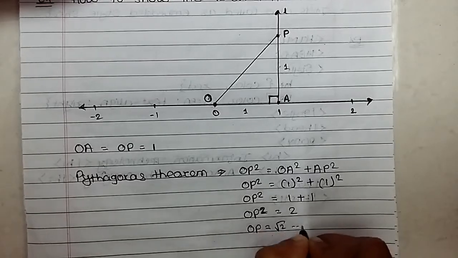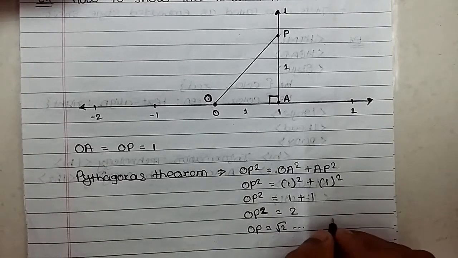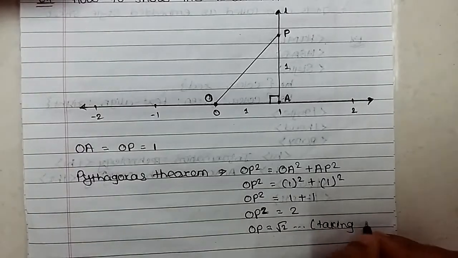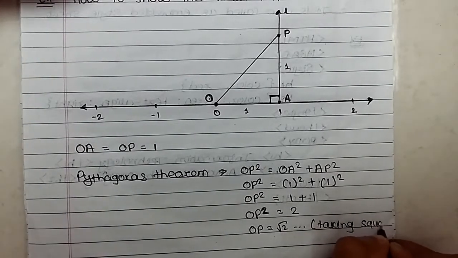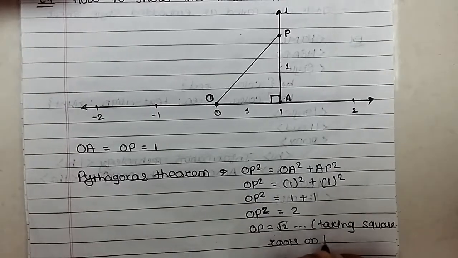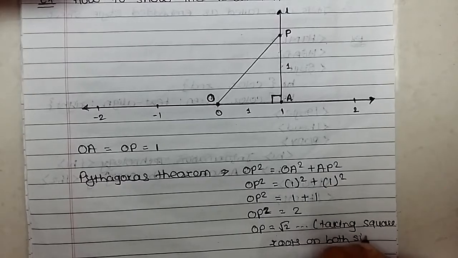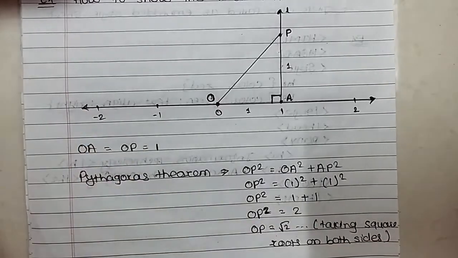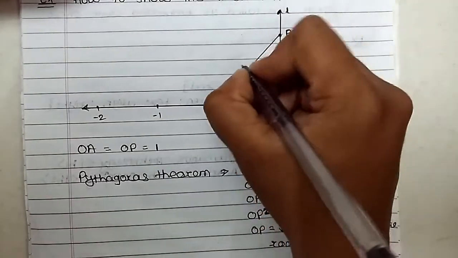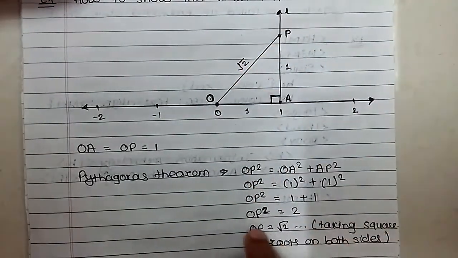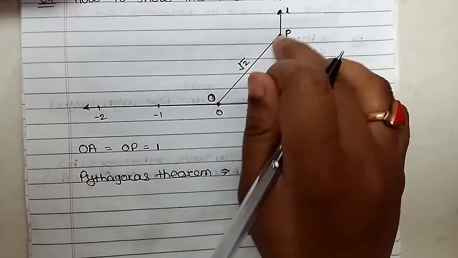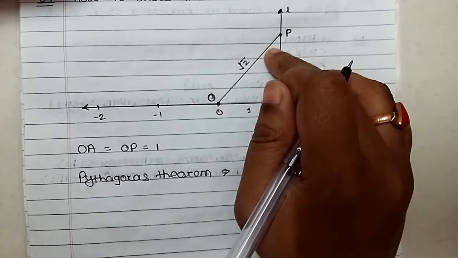How? Because we have to take the square roots on both sides. Taking square roots on both sides, okay, understand this one? So this is OP. So OP is what? OP is root 2. So the OP value is root 2. Understand this one? So therefore the diagonal of this one is root 2.